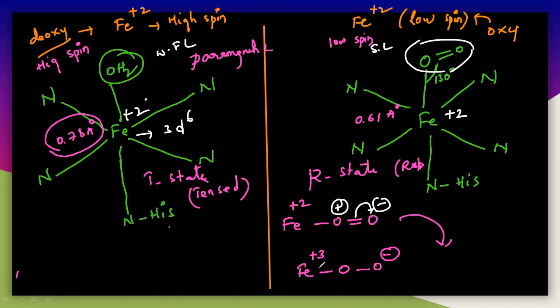I didn't write the double one, so you have to write even the double one here. So you will get the structure like this. You can write plus here. There is a double bond here, and there is O plus and O minus. And see here the charge of the iron, which is +3. So in some books it is given as +3 here.